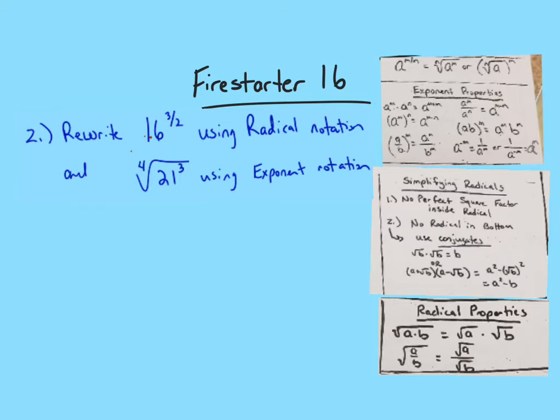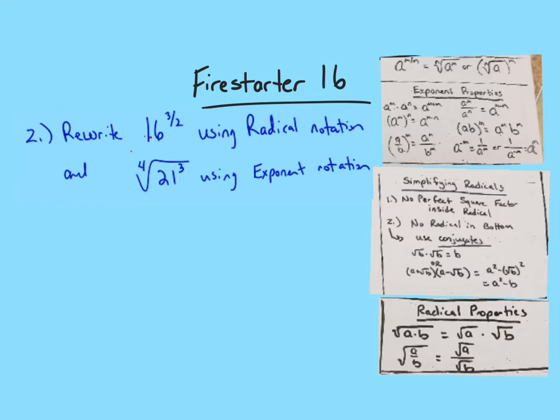All right, number 2, we're using the same exact idea. It's just rewrite, though. Rewrite's even easier, because all you have to do is, if it looks like fraction exponents, you're going to rewrite it as one of these two. It does not matter which one you use. Or if it looks like one of these two, you're going to rewrite it as a fraction exponent. You don't have to simplify it.